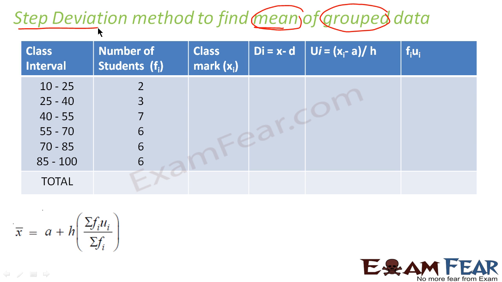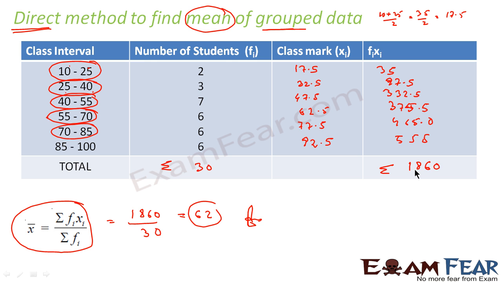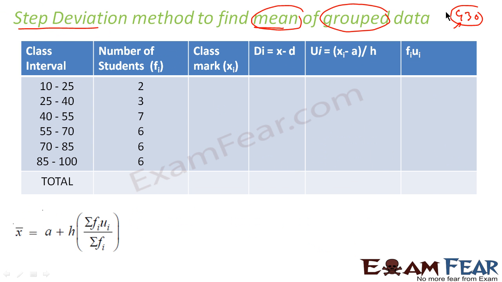So if you see in the past slide, sigma FiDi came out to be 435, sorry. Again 435 is also a big number. And in the crude method, sigma FiXi came out to be 1860.